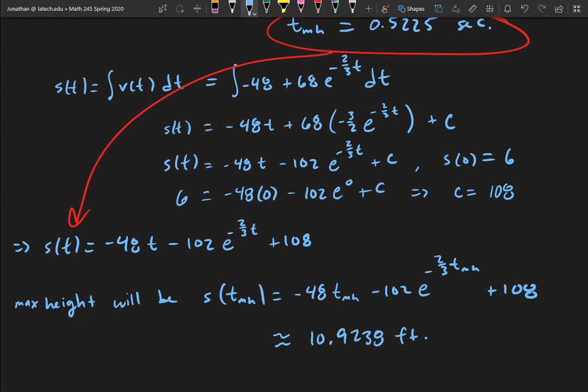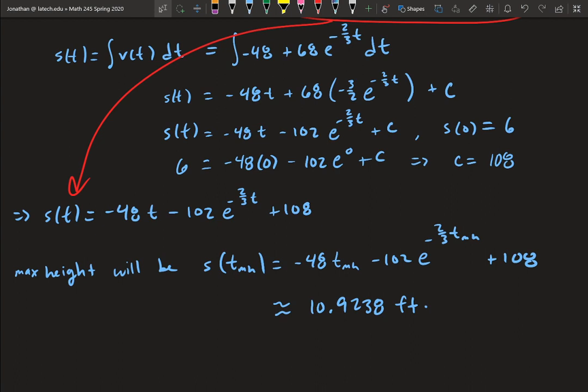feet. So it only goes about 4 feet above where it started. So it's a pretty light ball, and it's only going about 4, maybe 5 feet. I guess about 4 and almost 5 feet above where it started.